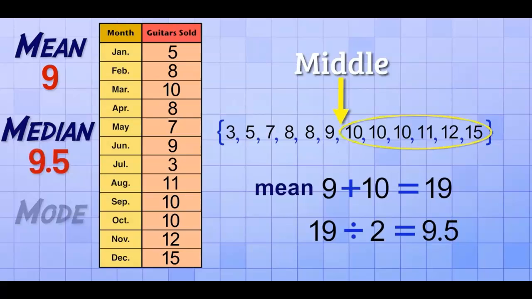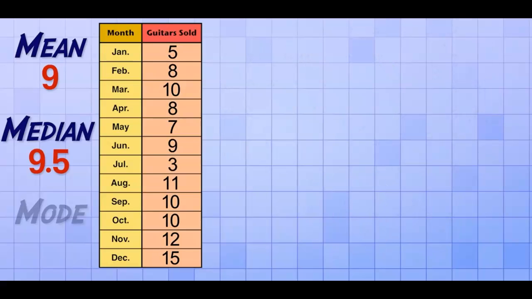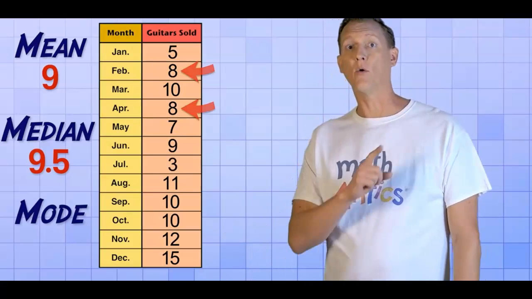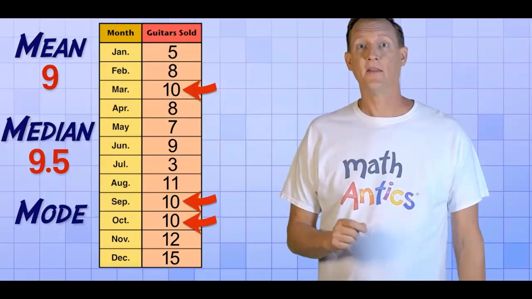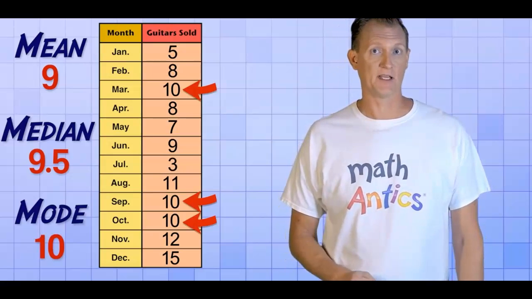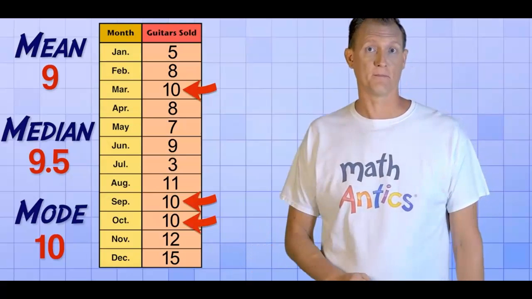That means that in half of the months, he sold more than 9.5, and in half of the months, he sold less than 9.5. Last of all, let's identify the mode of this data set, if there is one. Well, let's see. There's 2 8s in the data set. Oh, but there's 3 10s. That looks like the most frequent number. So 10 is the mode of this data set. It's the result that occurred most often.